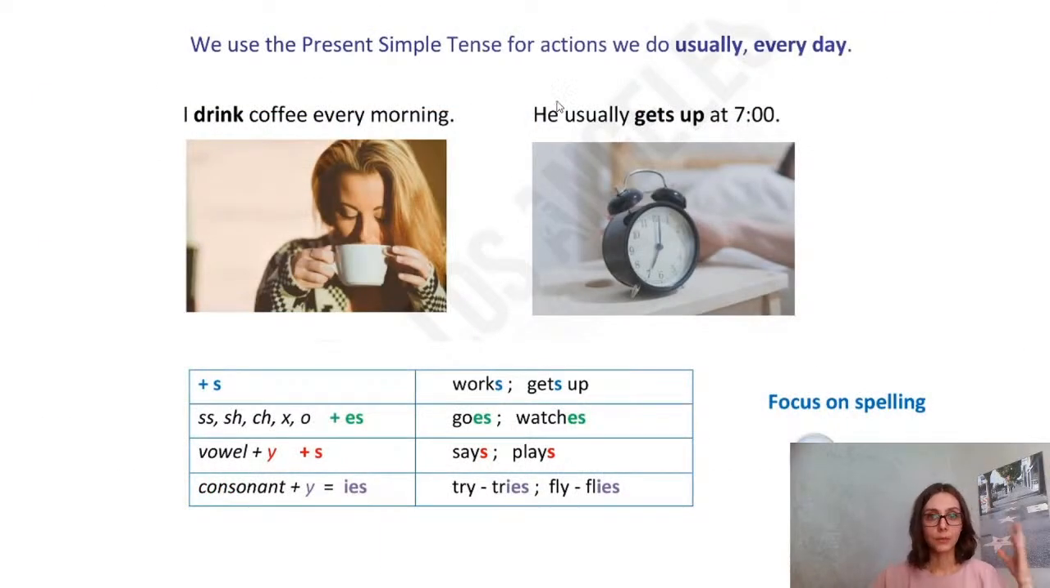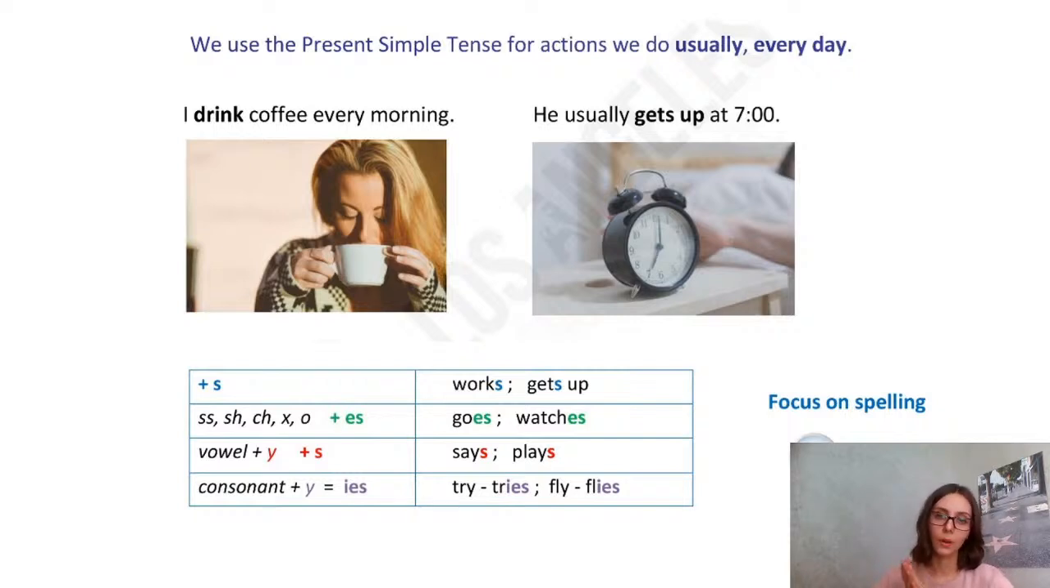All right, guys, thanks for your comments. And let's go on and take a look at some examples. So, as I said before, we use the present simple for actions we do usually every day. For example, I drink coffee every morning. He usually gets up at 7 o'clock. Now we'll focus a little bit on spelling.